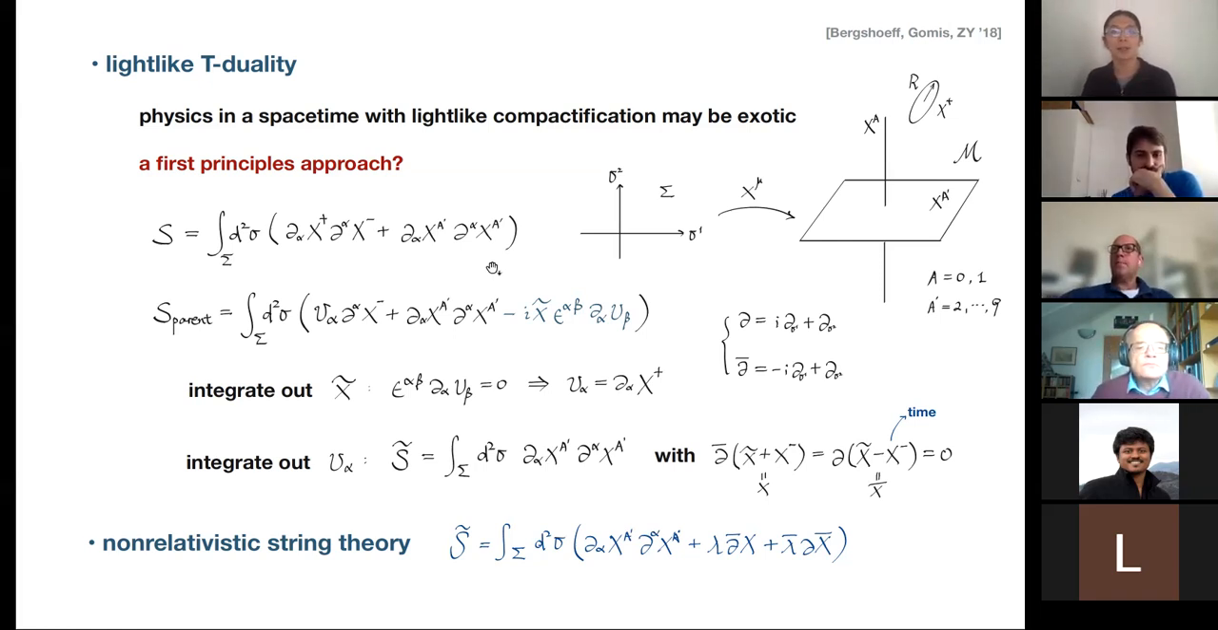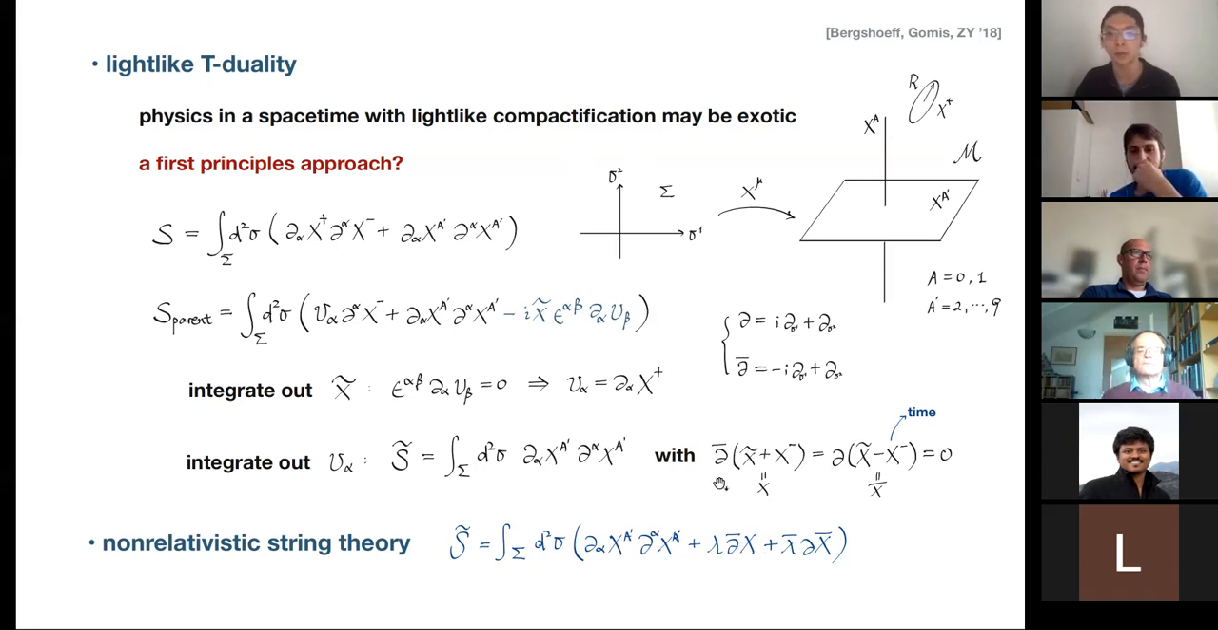But instead, if we want to pass on to the T-dual side, we want to integrate out V alpha instead of X tilde. If you do that, then it seems that we're just left with a singular action. We only get to see the transverse part. However, note that the original action is linear in V, and that means V actually plays the role of a Lagrange multiplier, which imposes this set of constraints. So I've defined the derivatives with respect to light cone coordinates on the worldsheet.